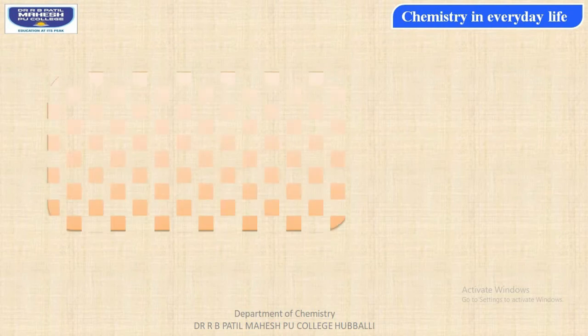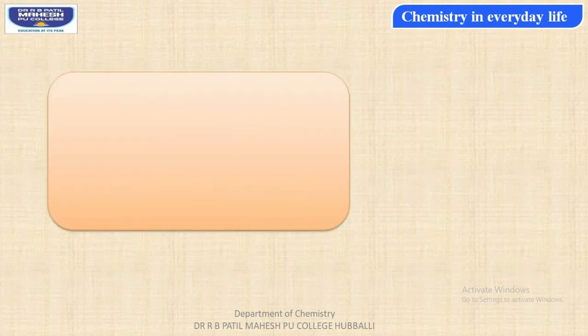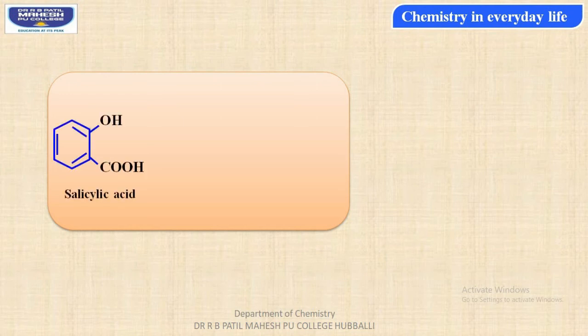Let us study now aspirin synthesis. For this, students, we require the reactant salicylic acid. In salicylic acid, we have COOH, that is the acid functional group, carboxylic acid, and at the ortho position an OH group. So the molecule is salicylic acid. When this is treated with acetic anhydride, CH3COOCOCH3, so it is acetic anhydride.